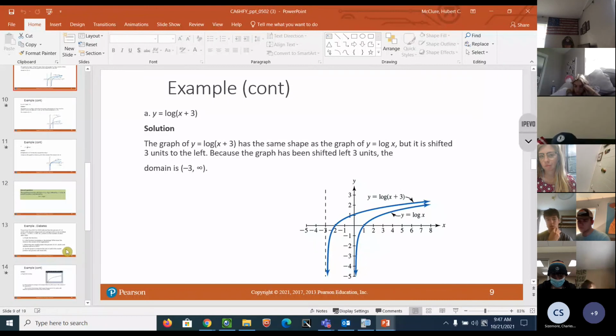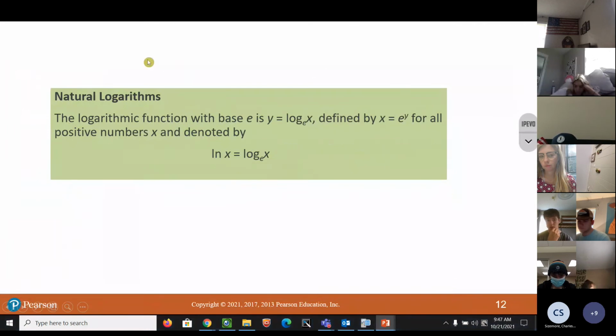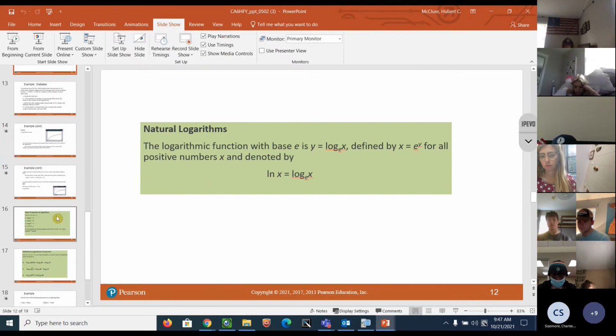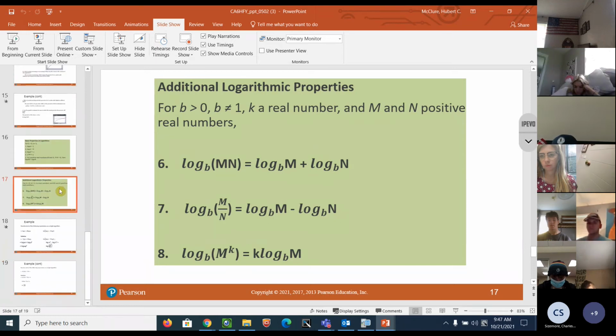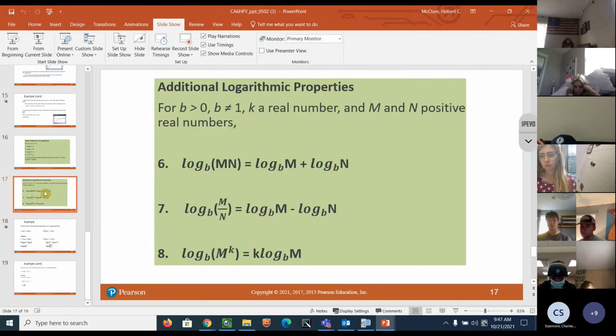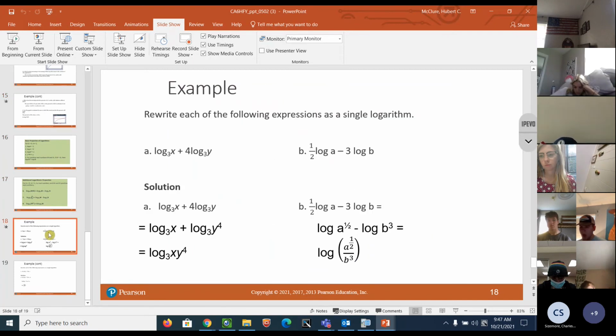So let me go ahead and, I've already given you the definition of a logarithm, but, well, that's not it. I thought that was it. That's the definition of a natural log. Somewhere in here is the, okay, I think we got to here. So they're not going to give us a definition of a logarithm until later, probably in the next section. So let's go ahead and look at these.